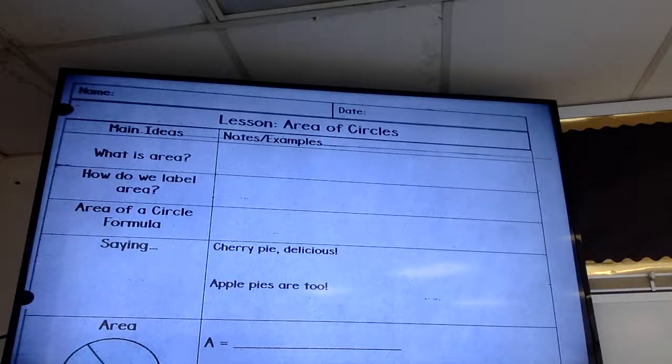Guys, this is our video for area of circles. So we've learned about circumference of a circle. Remember, circumference is just a fancy word for perimeter. It's the distance around a circle. And we've done the distance around a semicircle and a quadrant. And now we're going to move to area.